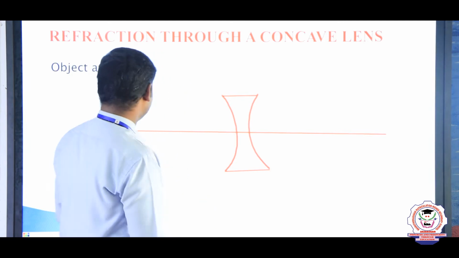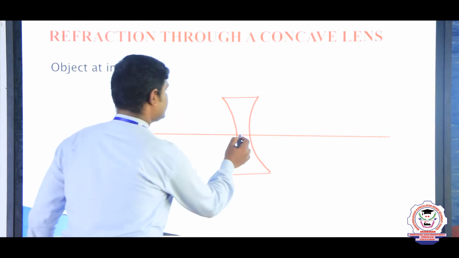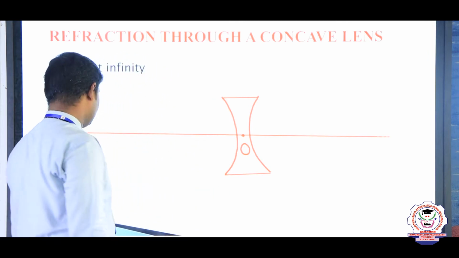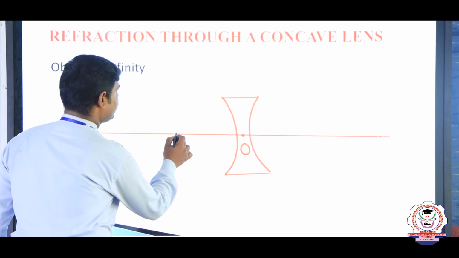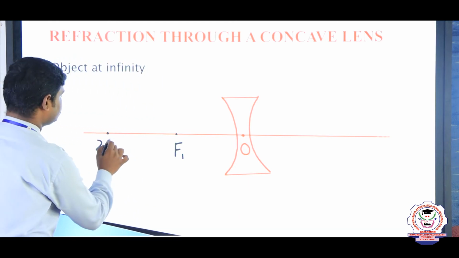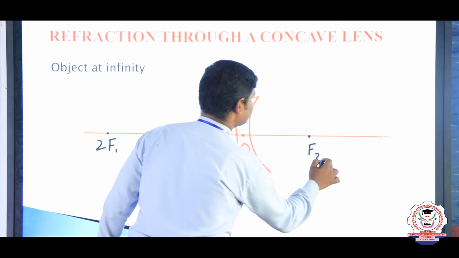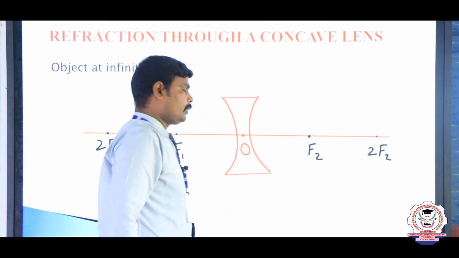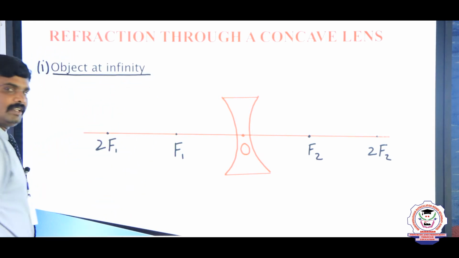Okay. So, here we have one principal axis. The center point, this is the optic center, I take O, right. Then this is the focal length F1 and 2F1. This one is focal length F2, then this is 2F2, right. My first case is what? We have to place the object at infinity, right.